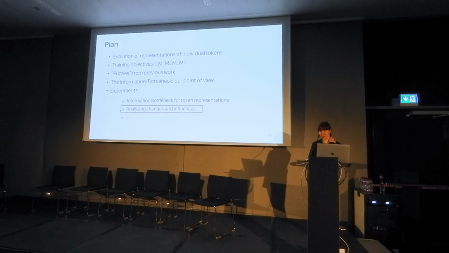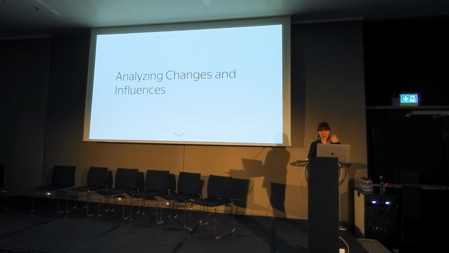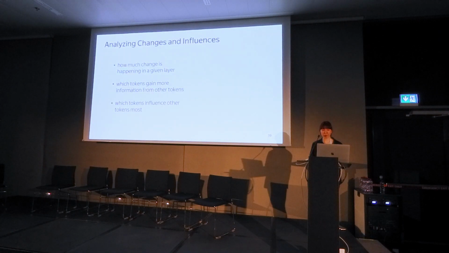Next we'll be analyzing changes in the latencies. Well, these mutual information experiments already give insights into processes which shape representations. A direct estimation of mutual information was challenging, and we had to use an approximation. That's why now we'll switch to more well-established frameworks. The questions we ask in this section include how much change is happening in a given layer, which tokens gain more information from other tokens, and which tokens influence other tokens most. We reduce all these questions to a comparison between network representations.